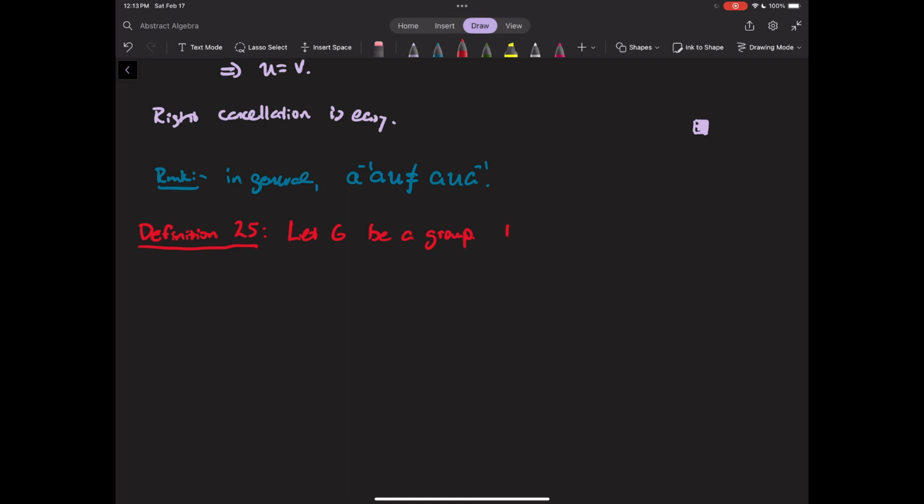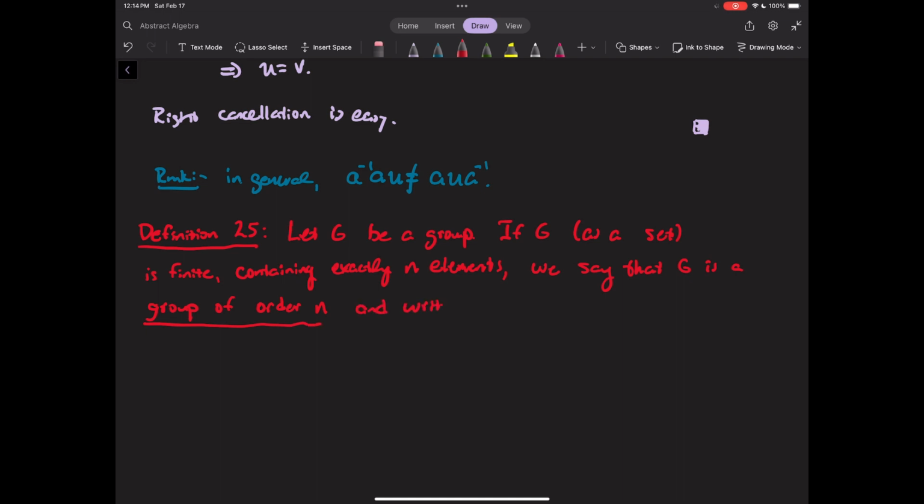If G as a set, because remember there's an underlying set along with the operation, that's what makes up a group, is finite, containing exactly n elements, that is, there are n elements in G and no more, we call n the order of G. We say that G is a group of order n. And we might write this absolute value of G equals n. This is a pretty common notation for cardinality, so it shouldn't be too surprising. We would also say, in this case, that G is a finite group.